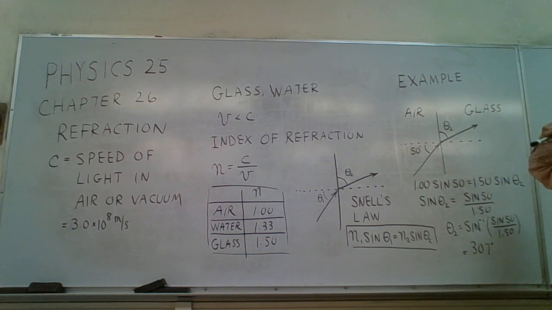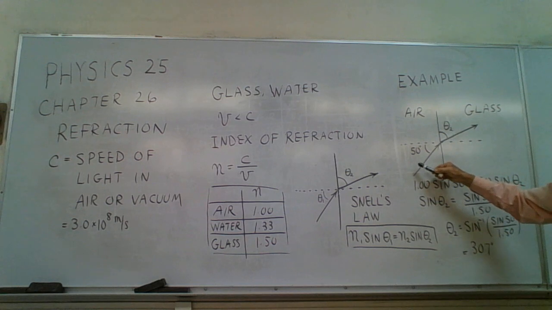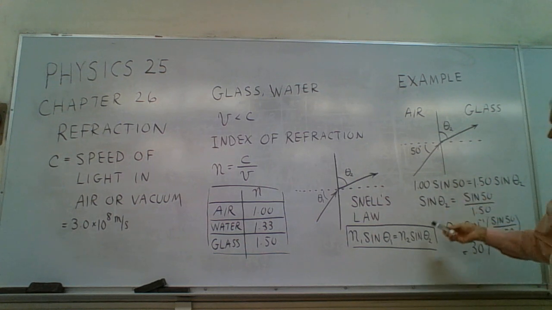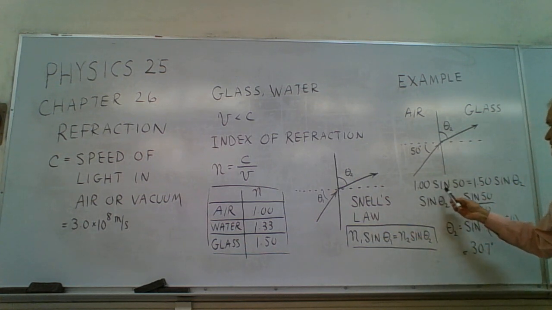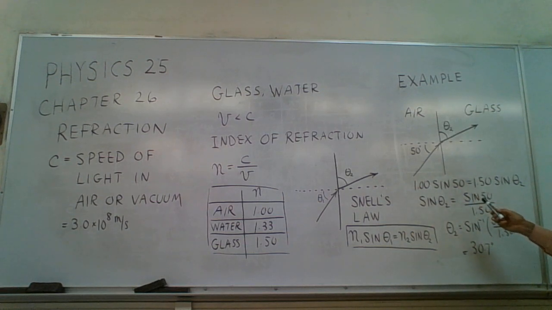I show an example of an interface between air and glass. The angle of incidence is 50 degrees. We wish to calculate the angle of refraction. Substituting for n1 and n2, we have this equation, 50 degrees for the angle of incidence.